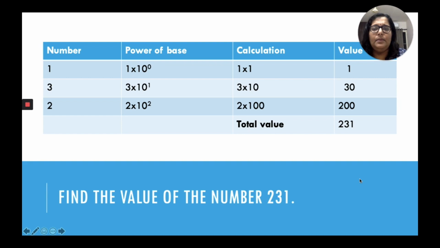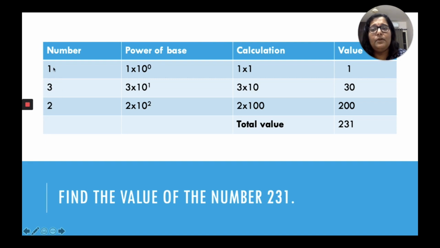In this slide, we are going to discuss the value of a number, 231. If you look here, you can see that 1 is the ones digit, 3 is the tens digit, and 2 is the hundreds digit. If you look at my cursor, you can see that I have written the number in the reverse order: 1, 3, 2. That is, the ones digit is placed on the top, the tens digit after that, and the hundreds digit after that.